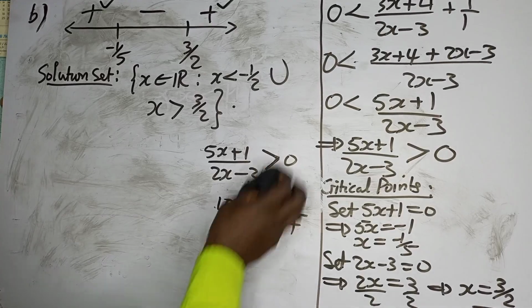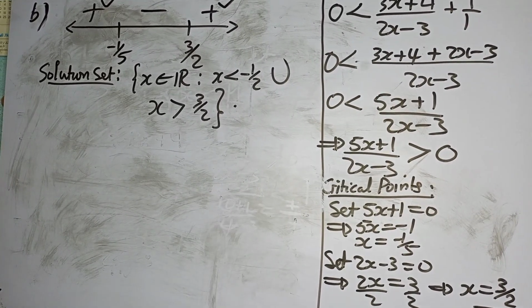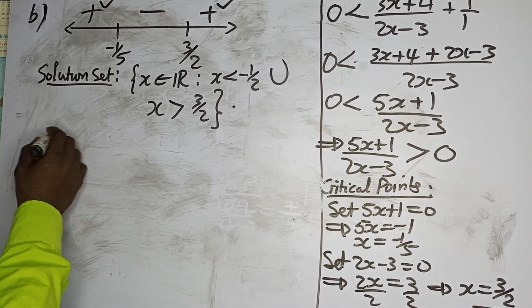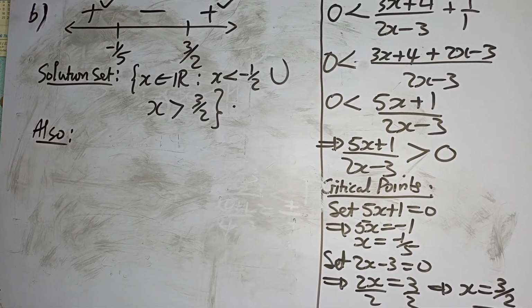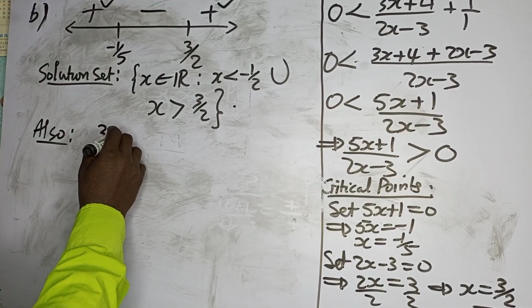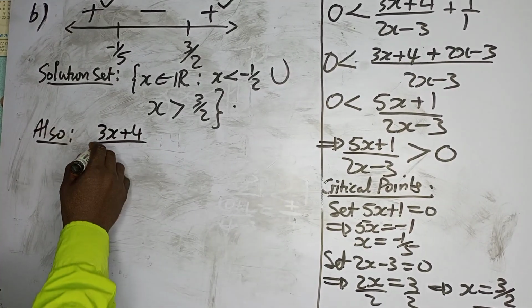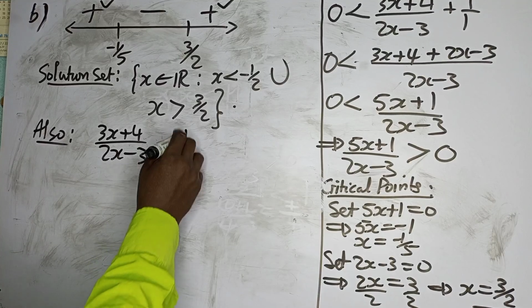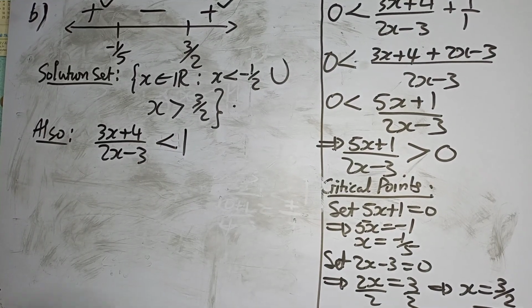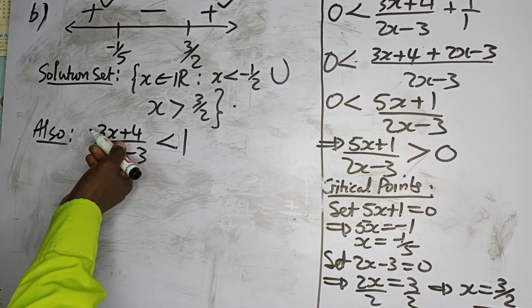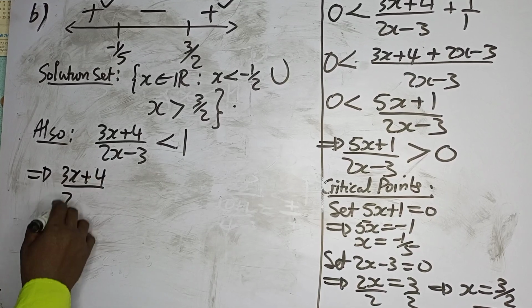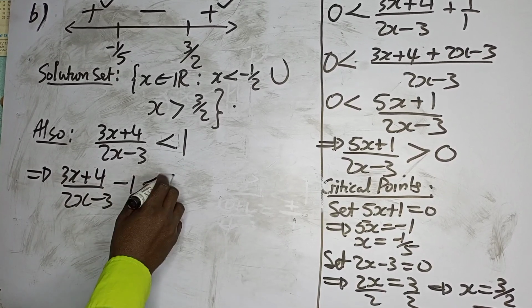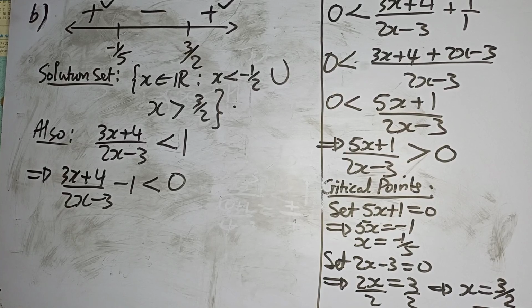Okay, now let's take the second inequality. The second inequality was 3x plus 4 all over 2x minus 3 less than 1. Now again, we can't carry out cross multiplication, it is not allowed. So we take this one from the right hand side to the left hand side. That gives us 3x plus 4 all over 2x minus 3 minus 1 less than 0. We should obtain 0 on one of the sides.